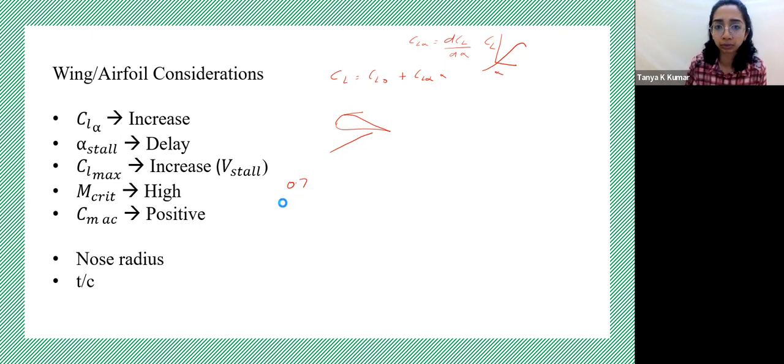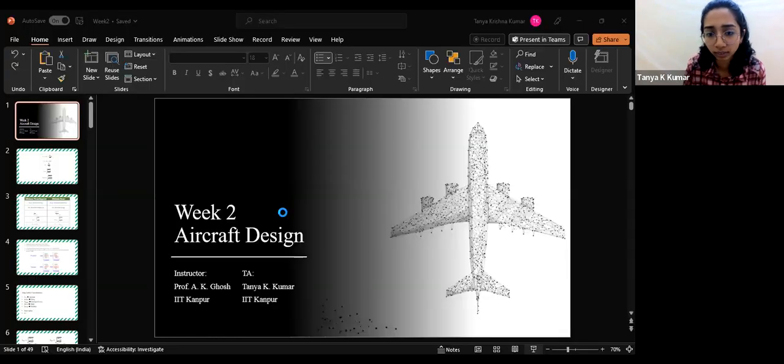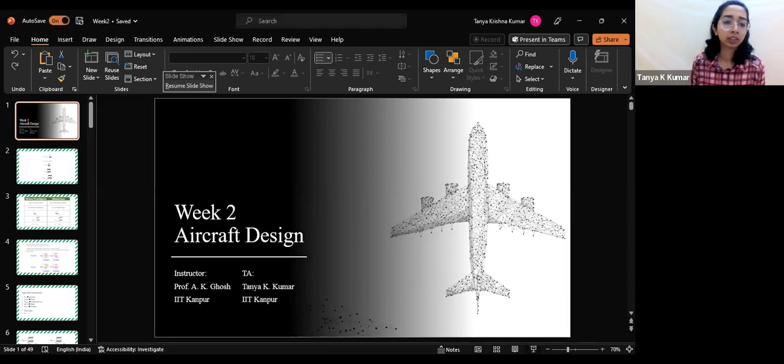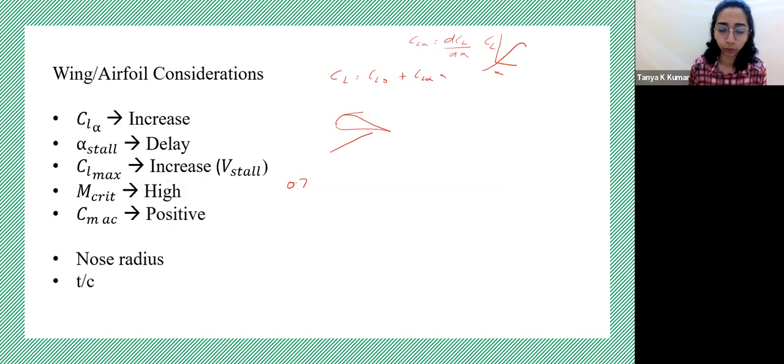so that you can fly for that duration without having any disruption in your flight. So you need this also to be as high as possible.